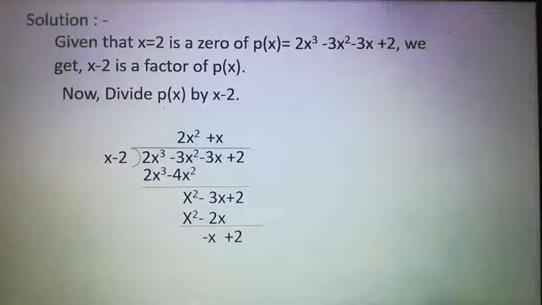Now can you divide it again? Yes, it is the same degree, so we can divide it once more. Minus x by x is minus 1. Multiply: negative x plus 2. The remainder is 0. Why did we get remainder 0? See, x minus 2 was a factor of it. That's why the remainder is 0. Okay, now we proceed in this way.